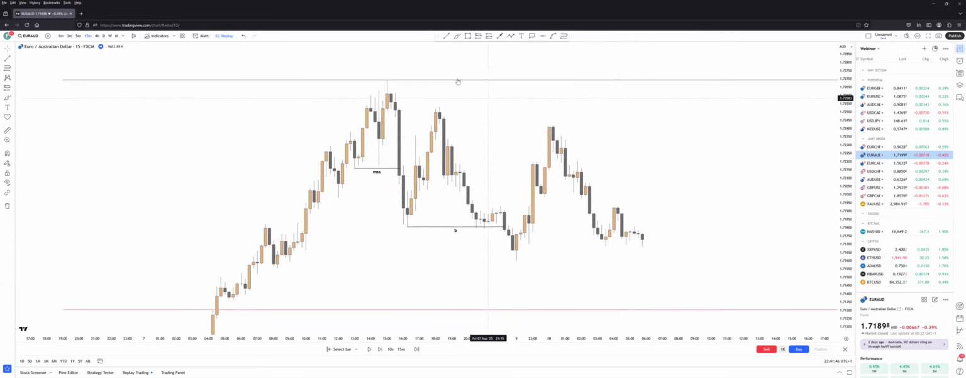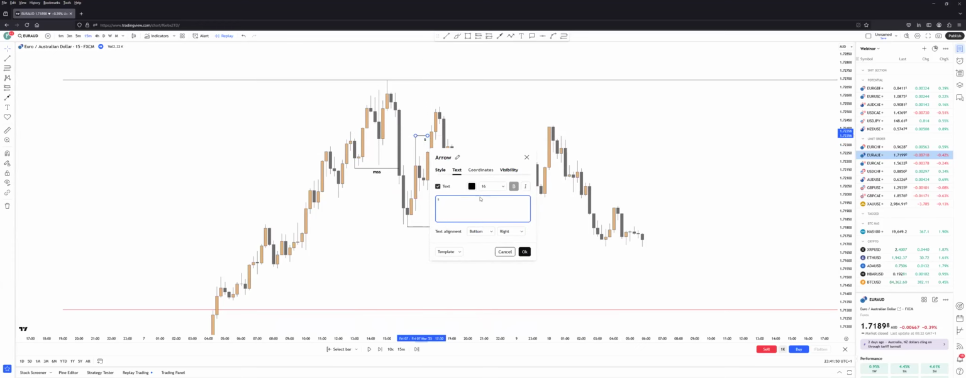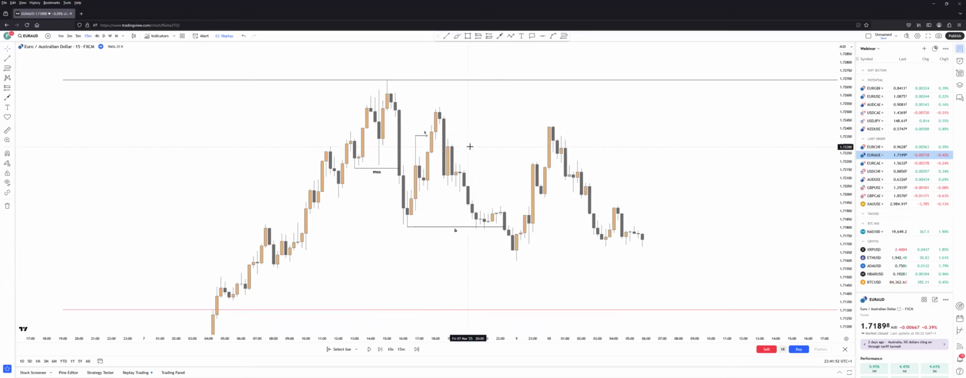And if you take a look at this whole example, you will see that this internal high was taken out right here. The sweep has happened there. From that sweep, price decided to break the previous lower low on the market structure, the bearish market structure, meaning we have a sweep and we have a break.